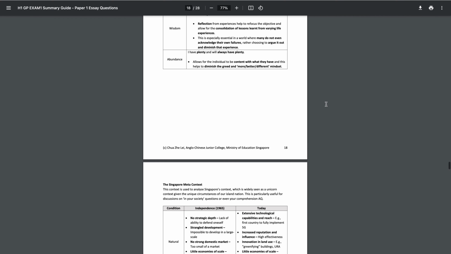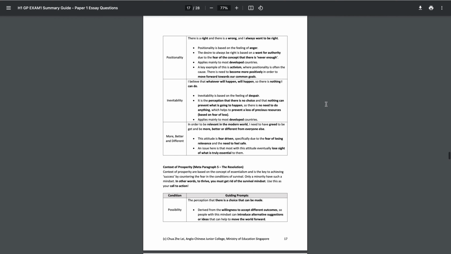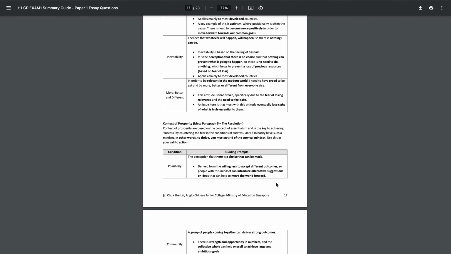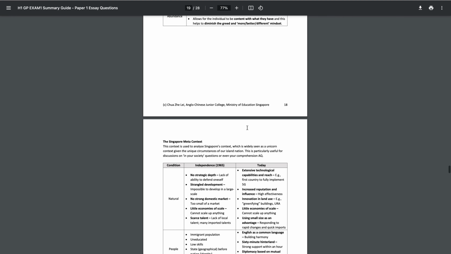Okay, so this meta is used in conjunction. Even if you're not using this in your paragraph, you don't know how to write a meta paragraph, it's okay. Use this as your thinking tool. Use it as something for you to think about when you look at your issues, when you look at the questions. This can give you very powerful conclusions, very powerful introductions. Okay, so it is very useful.